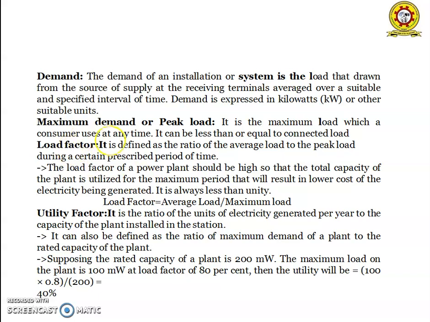And next one is the maximum demand or peak demand. It is the maximum load which a consumer uses at any time. It may be less than or equal to the connected load. If all the equipment fitted in the consumer premises runs to the fullest extent simultaneously, then the maximum demand will be equal to the connected load. But generally, the actual maximum demand is less than the connected load because all the devices never run at full load at the same time.